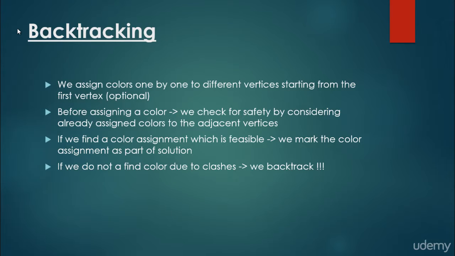And of course the backtracking is another solution. We assign colors one by one to different vertices starting from the first vertex. The first vertex is optional, of course. Before assigning a color, we check for safety by considering already assigned colors to the adjacent vertices. And if we find a color assignment which is feasible, then we mark the color assignment as part of the solution. If we do not find color due to clashes, then we backtrack. And this is why it's kind of a backtracking.